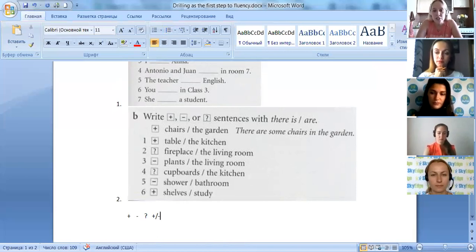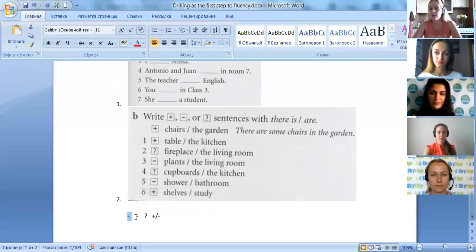Okay. Chairs in the garden. Positive, please. There are chairs in the garden. Look, when it's 1, we say there is a chair. When it's 2, 3, 4, we say there are chairs. Or one small word: some chairs. Right. Okay. Can you repeat this? There are some chairs in the garden.